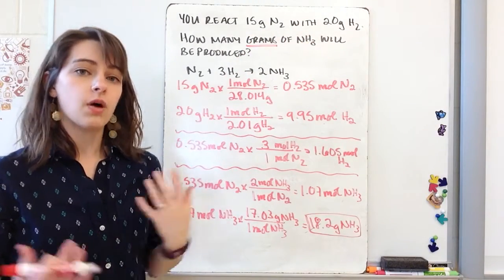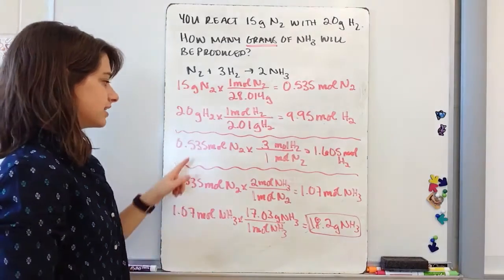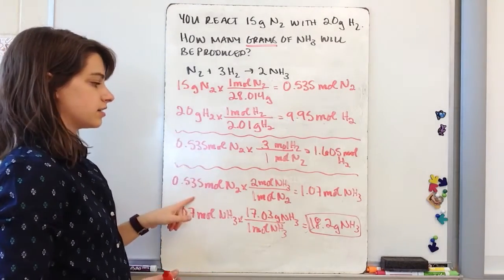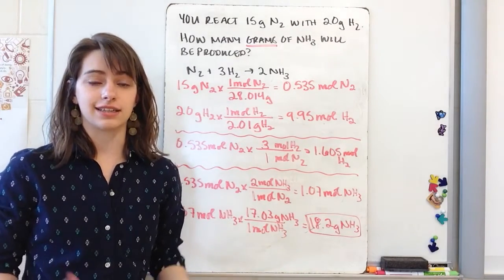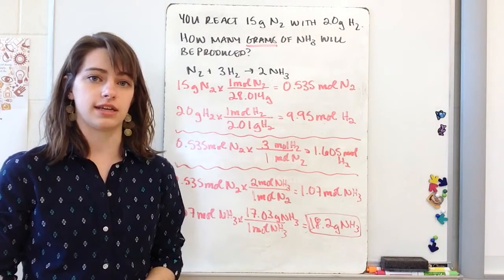Once you figure out your limiting reactant, it's your limiting reactant that's going to be used to predict how much product you make, because your limiting reactant limits how much product you can make at the end of a reaction.